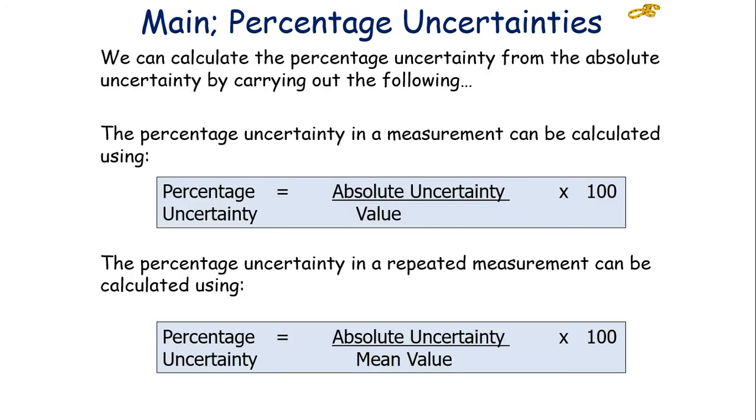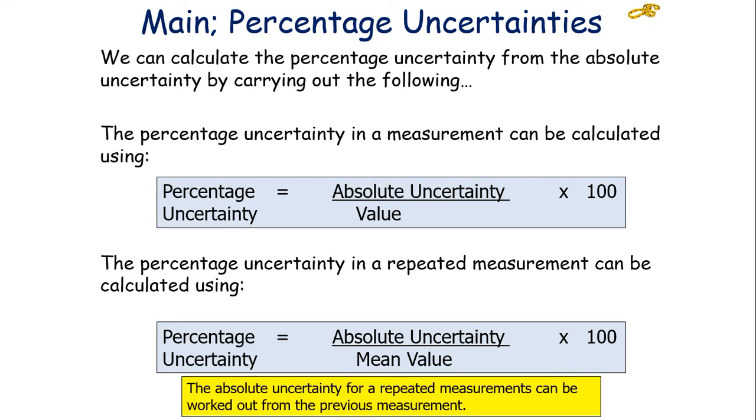Now we can calculate the percentage uncertainty from the absolute uncertainty by carrying out the following equation. Percentage uncertainty is equal to the absolute uncertainty divided by the value times by 100. Now if you're using a mean value, it is then absolute uncertainty divided by the mean times by 100.